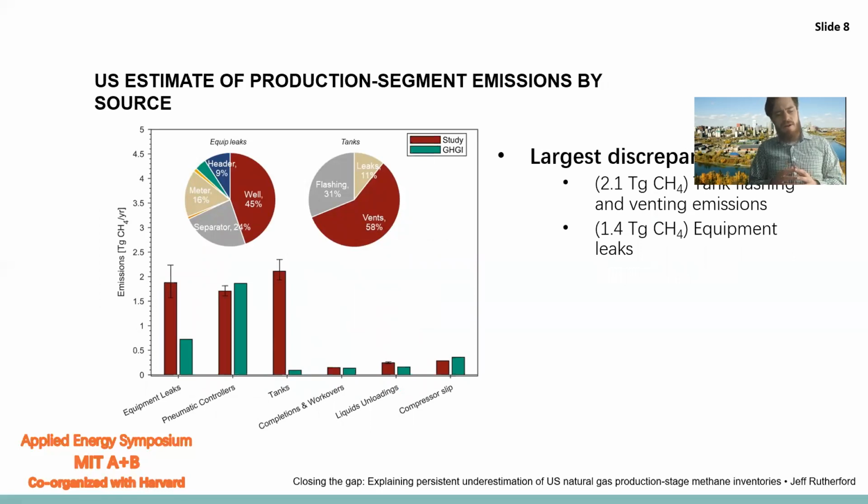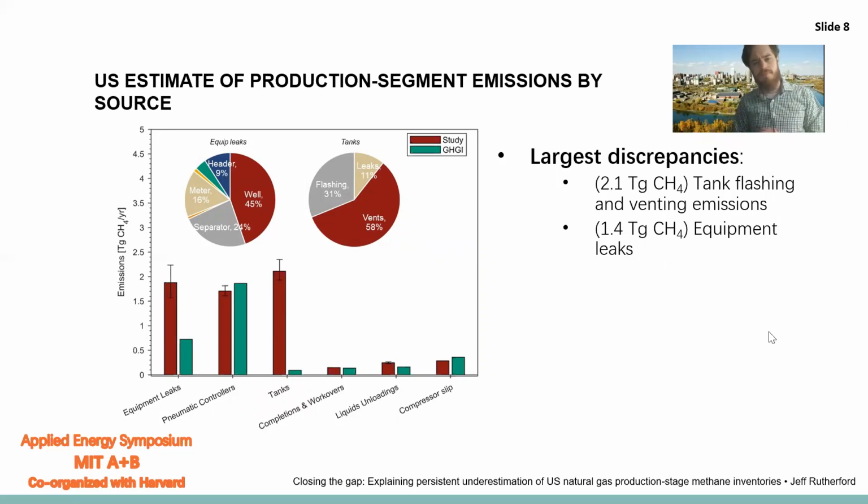So now that we've validated our approach, let's dig into some more details. Based on the bottom-up approach of our analysis, we're able to distinguish sources of emissions at a granular level, much like the greenhouse gas inventory. Specifically, we can investigate sources of differences with the greenhouse gas inventory. So here we've broken down emissions by emissions class, including equipment leaks, pneumatic controllers, tank emissions, completions and workovers, liquids and loadings, and compressor slip.